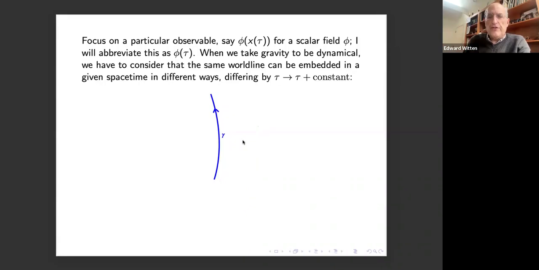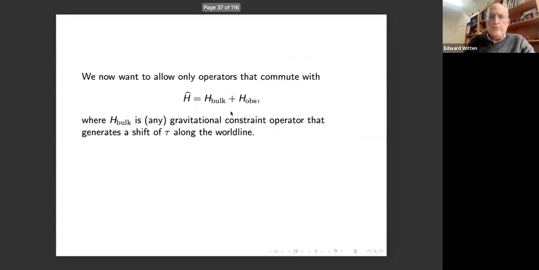And that constraint is generated by a bulk operator that acts as a diffeomorphism in spacetime that shifts tau by a constant, as well as the observer Hamiltonian shifting the tau along the observer degree of freedom by a constant. So the final constraint, I'll call h hat, is a bulk operator plus the observer Hamiltonian. The bulk operator isn't uniquely determined, and generically there's no particularly nice choice. It's uniquely determined up to one of the constraints that acts away from the observer world line that we've already imposed.